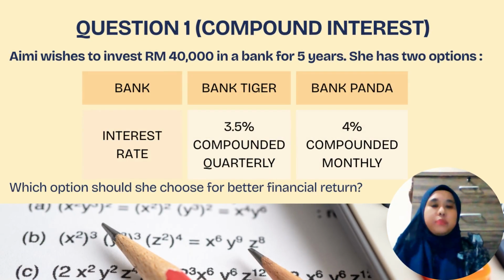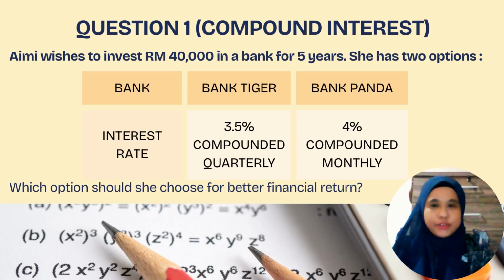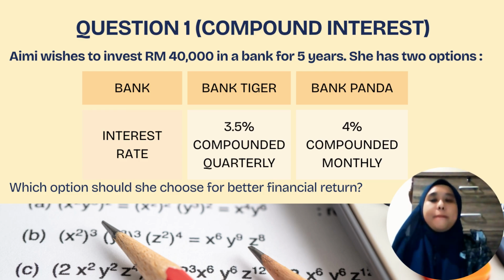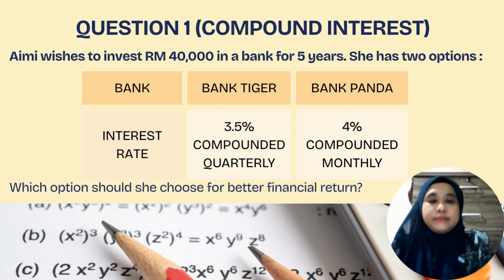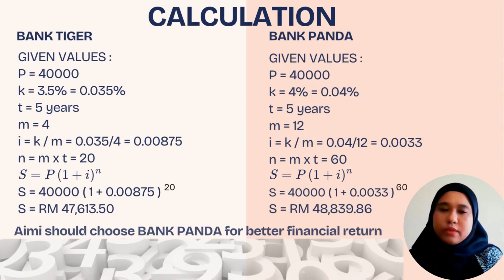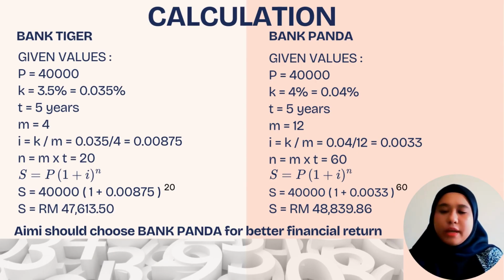Hi, I will explain question 1 about compound interest. Amy wishes to invest 40,000 in a bank for 5 years. She has two options, Bank Tiger and Bank Panda. Bank Tiger has an interest rate of 3.5% compounded quarterly, and Bank Panda has an interest rate of 4% compounded monthly. Which option should she choose for better financial return? Always remember to list out the information before solving the question.